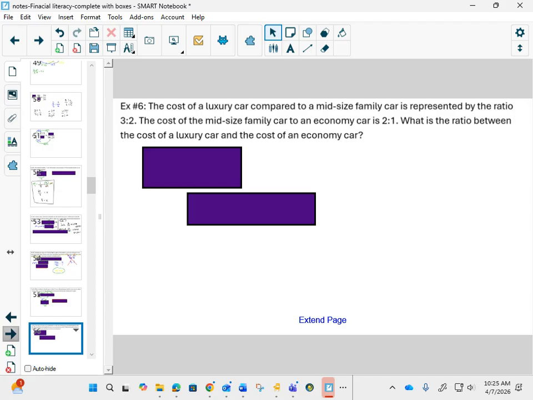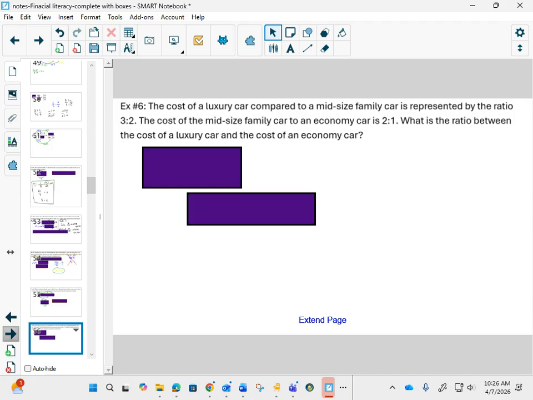So you're going to buy a car, and you like the luxury car. Compared to the same size of car, the mid-size family car, the cost ratio is 3 to 2. And then the mid-size car compared to the economy one is 2 to 1. So what is the ratio between the cost of a luxury car and the cost of an economy? There are 2 ratios there, and we have to find the third one.